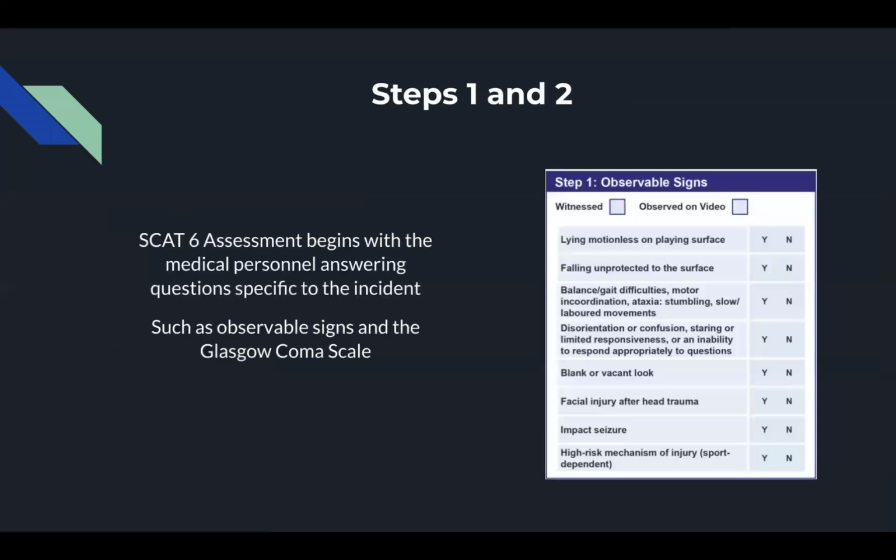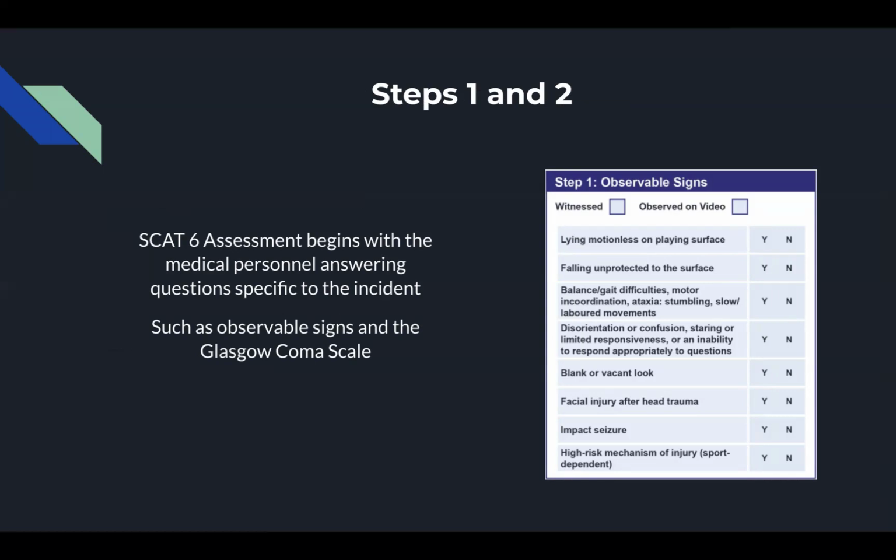Moving forward, steps one and two. So, in the SCAT assessment, step one is the observable signs. Now, this can be done through a witnessed, actual on-field event, as you saw it happen, or it can be seen through the video. And as you can see, there's multiple questions asking yes or no, and you have to indicate yes or no depending on what they're asking.